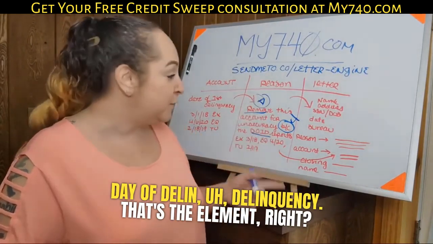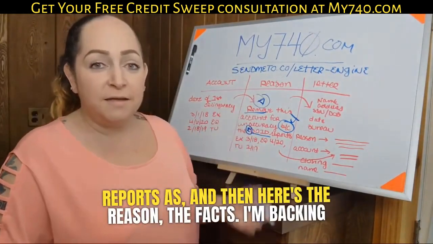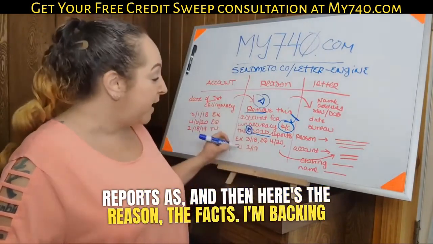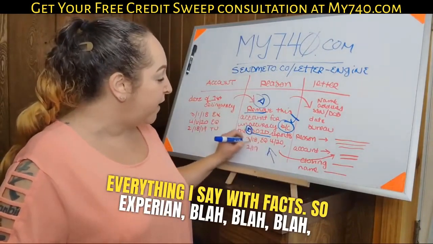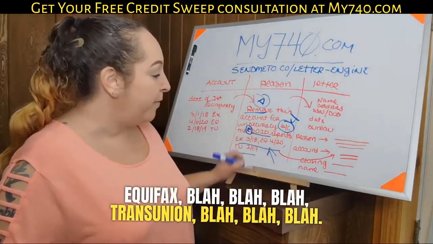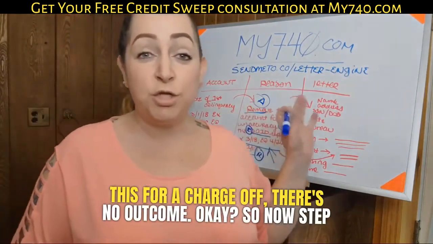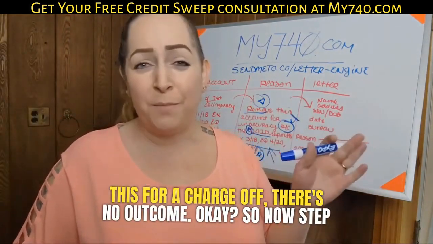First date of delinquency, that's the element, right? Reports as, and then here's the reason, the facts. I'm backing everything I say with facts. So Experian, blah, blah, blah, Equifax, blah, blah, blah, TransUnion, blah, blah, blah. All right, that is the reason. And again, because we're using this for a charge-off, there's no outcome, okay?